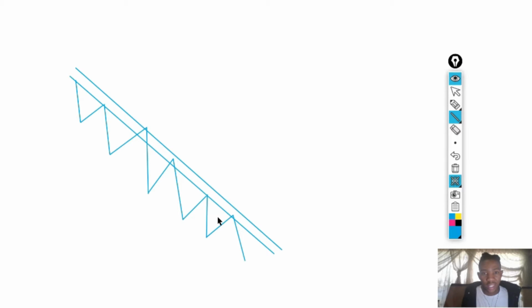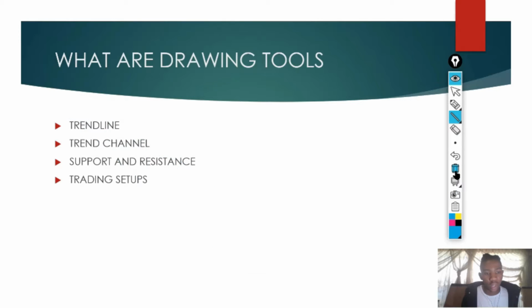Short is basically sales. We're looking to continue selling as long as we're under this trend, and that is the reason we use trend lines. When we have it on both sides like this, we call it a trend channel. As long as we're in here, we're in a strong bearish trend. So that's me explaining what a trend line and a trend channel are.